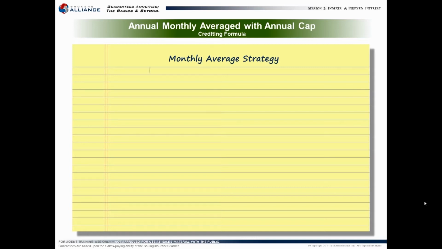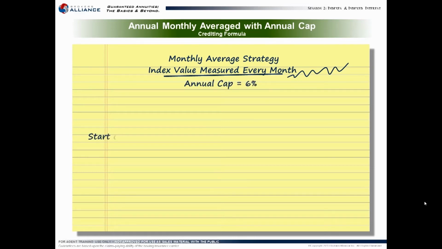Mr. and Mrs. Smith, let's talk about this monthly average indexed interest strategy. And what happens here is that we're going to actually measure that index value every month through the course of the year as it goes up and down. Now, this product has an annual cap on it.